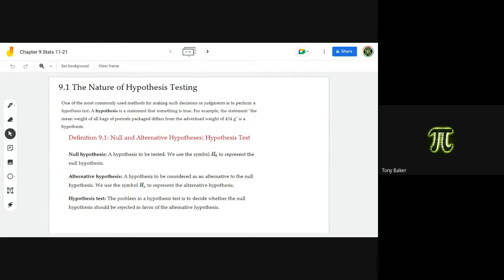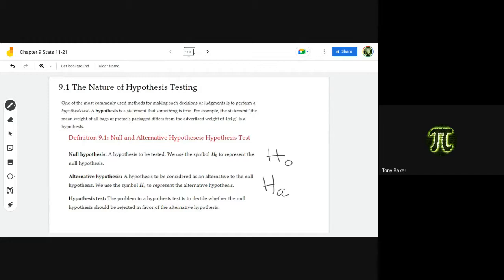The first thing we're going to look at is vocabulary. We have 2 different types of hypotheses that we're going to look at. We have the null hypothesis. That's the hypothesis we're testing. Okay. So the symbol for that you're going to see is H with a little 0 underneath it. That's the null hypothesis. The alternate hypothesis, which will be H with an A, that's the hypothesis we're going to consider that's alternate to the null hypothesis.